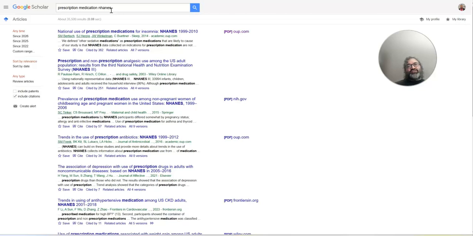I just started with prescription medication in NHANES, and that's like an umbrella term. Then you can narrow down your search. As you can see, this was collected between 1990 and 2010. And what you have to do is be precise in prescription medication. There are some prescription medications that were retrieved during this time. NHANES III is not something that you can use, but there is prevalence of prescription medicine among non-pregnant women.